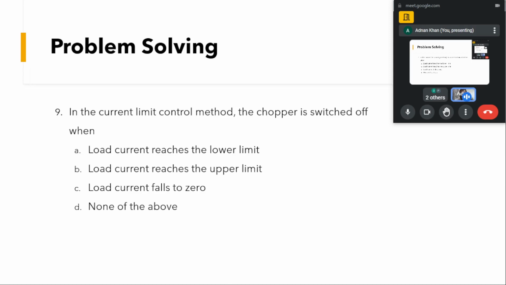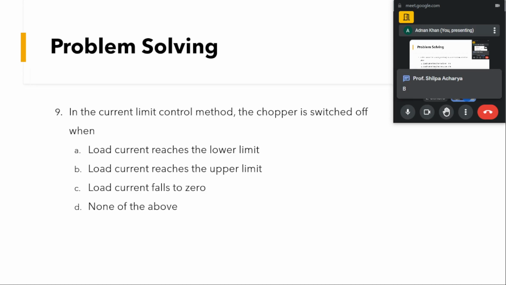In the current limit control method, the chopper is switched off when: first option, when the load current reaches the lower limit. Second option, when the load current reaches the upper limit. Third option, load current falls to zero. And last option is none of the above. Anyone can answer this question.